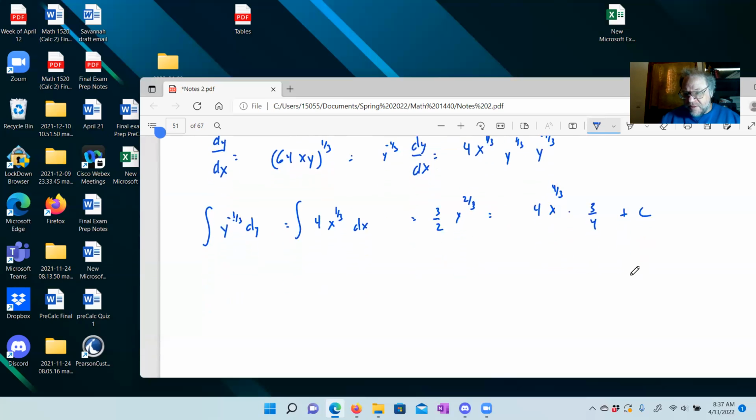And then we'll go ahead and do that one as well. So these 4's are going to cancel. We have 3/2 y to the 2/3 is equal to, these cancel, so 3x to the 4/3 plus c. We could multiply everybody by 2/3.